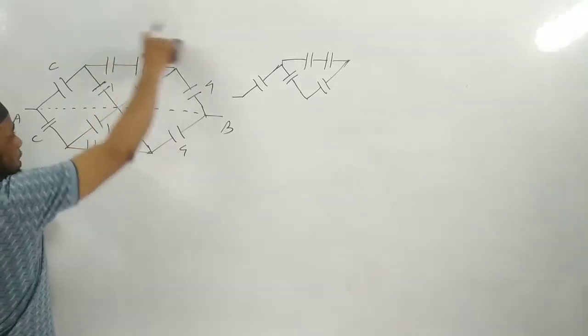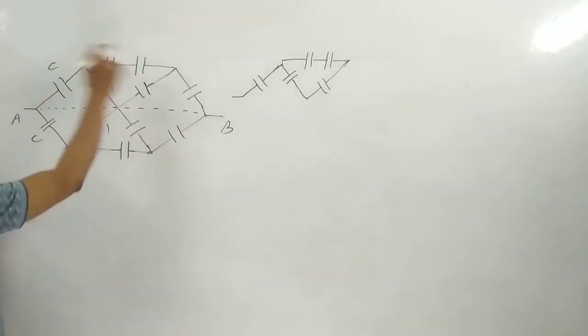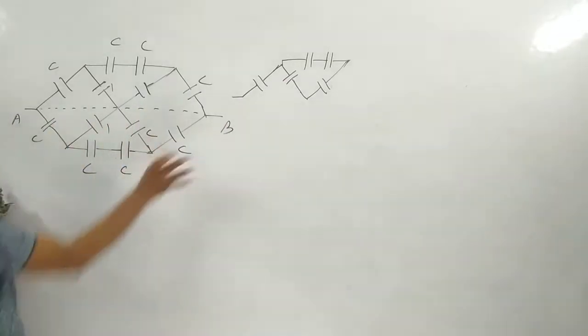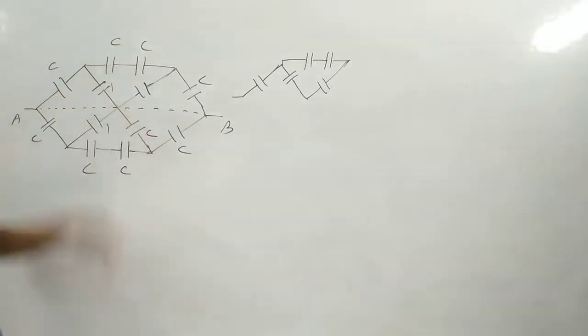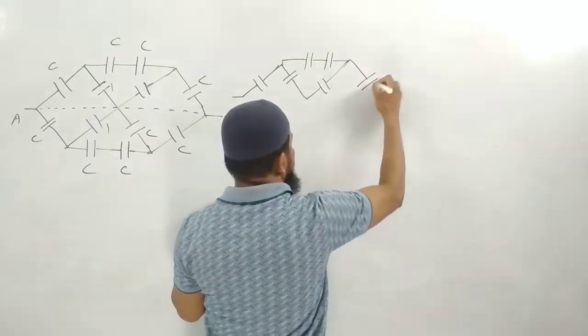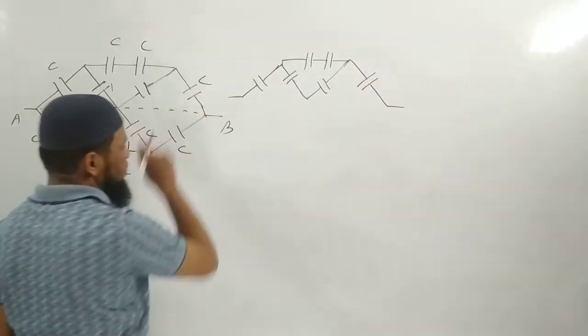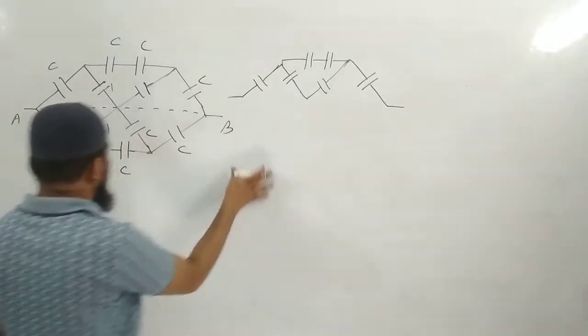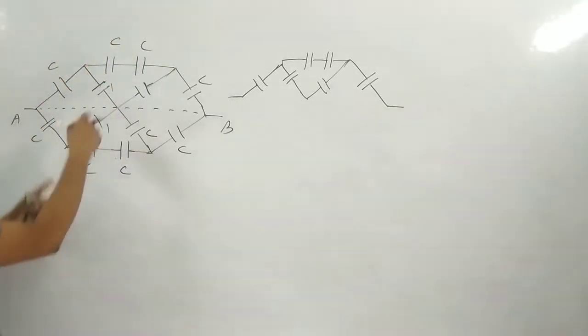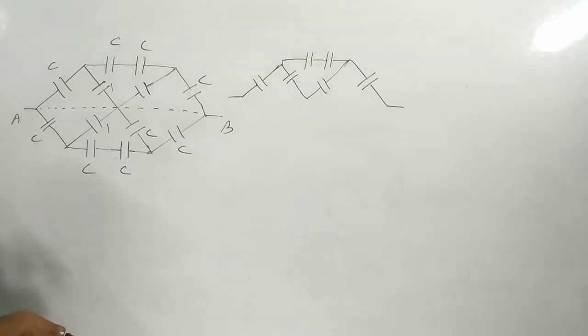Now, since all capacitors are identical, I'm considering them to be C. Clear? So, upper side and lower side are completely identical. Let us see the upper side. This is the upper side. And the same thing will be on the lower side also. That means the circuit I have divided into two equal parts. Okay, two equal parts. And I'll consider those two parts to be finally in between A and B. I'll consider those two parts to be in parallel.